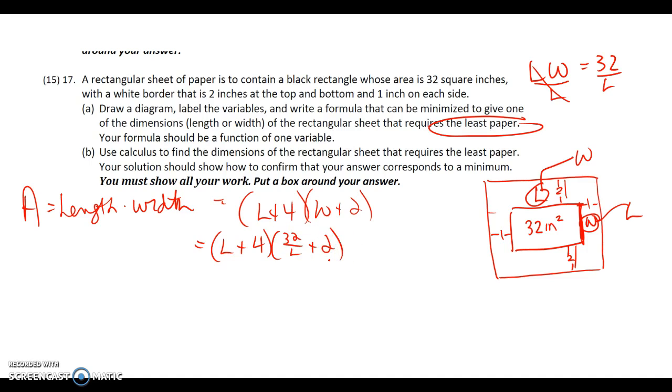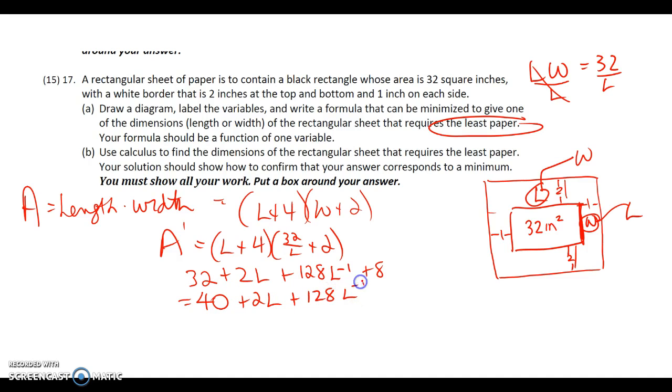So now it's a matter of plugging and chugging. So let's multiply this out. First is just 32. Outer is 2L. Inner is 4 times 32, which is 128, and I'm going to write L to the minus 1 because I'm going to differentiate it shortly, plus 8, right? So this equals, if I put these together, 32 plus 8 is 40, plus 2L plus 128, L minus 1.